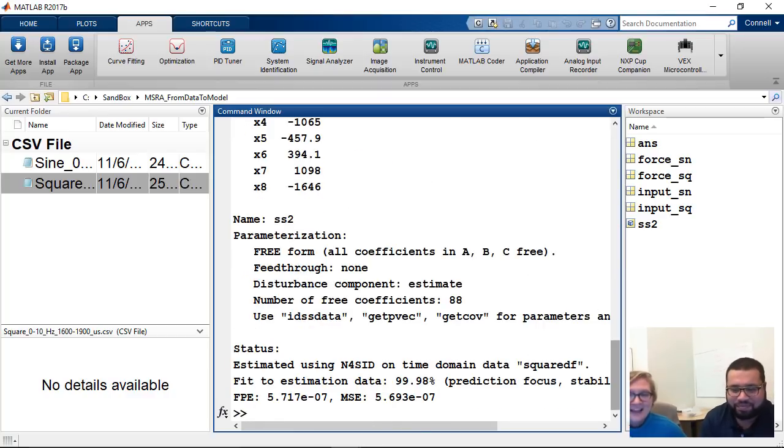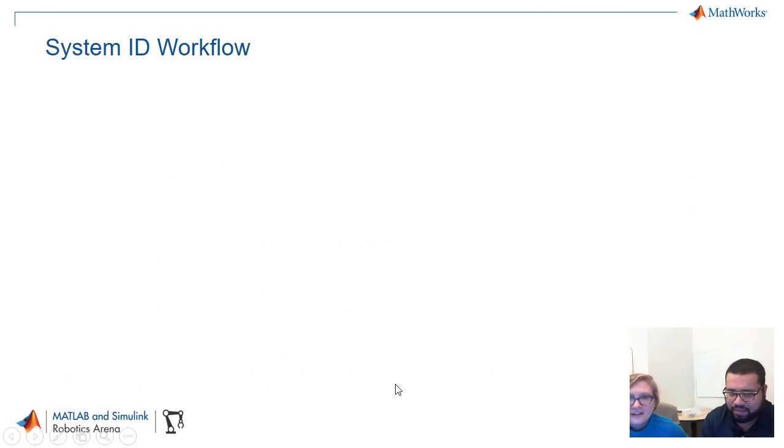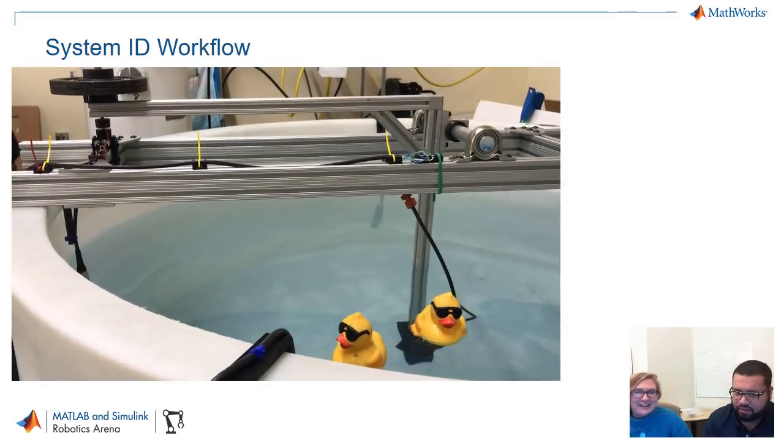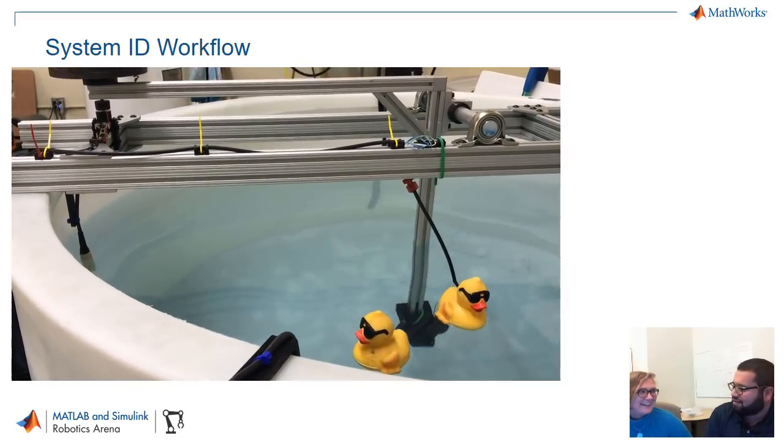Excellent. So let's just do a quick review of what the process is for system identification. We remember that the first step is always to collect data. And we actually have a video here of the robotics team collecting the data.